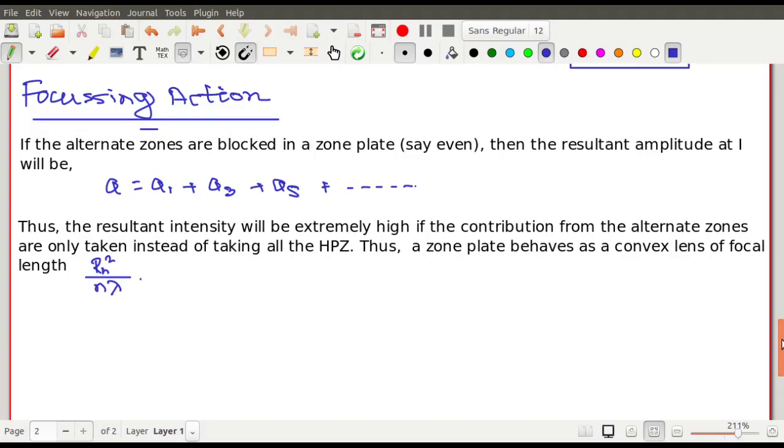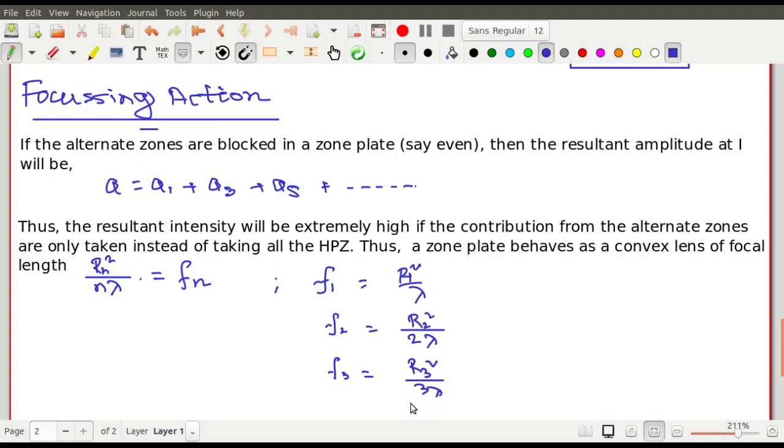And you see that if you put over here n equals to, from here many people are misguided. Many people think that f has many values, so many people are misguided by thinking that the focal length has many different values. Many people write this as fn, some people write fn, right? And then they write f1 equals r1 square by lambda, f2 equals r2 square by 2 lambda, and f3 equals r3 square by 3 lambda. But you see that they are writing wrong.